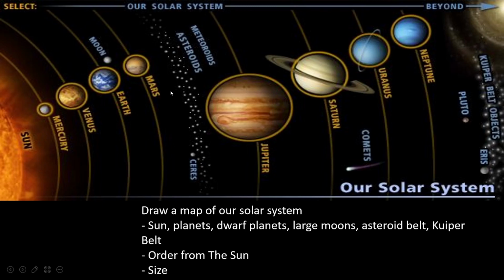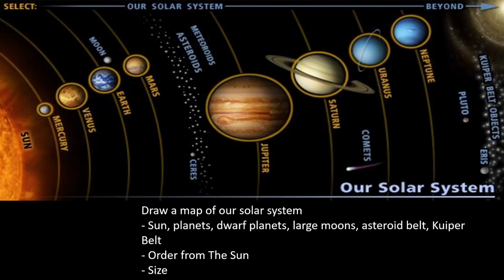The asteroid belt in between Mars and Jupiter. If we're doing a map, it's a pretty significant feature on our map. And also the Kuiper Belt, which is a huge collection of rocks and planets and dwarf planets and things right at the edge of our solar system. So you may well want to include the asteroid belt and the Kuiper Belt as well.